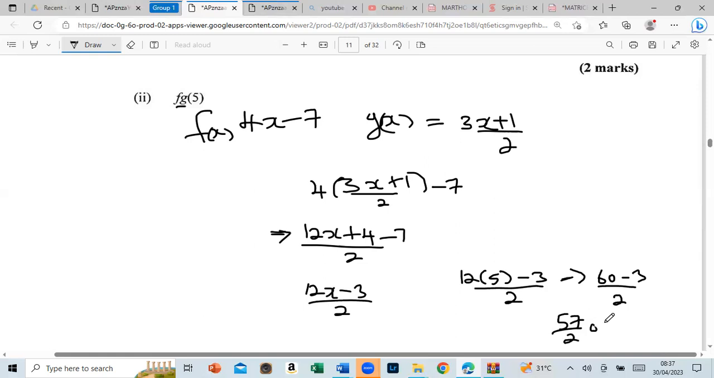Or we can say, how many groups of 2 we can get to 57, which is 2, remainder 1 here, so 2, 8, 16. So that's a 28 and a half. Or if you like decimal, 28.5.